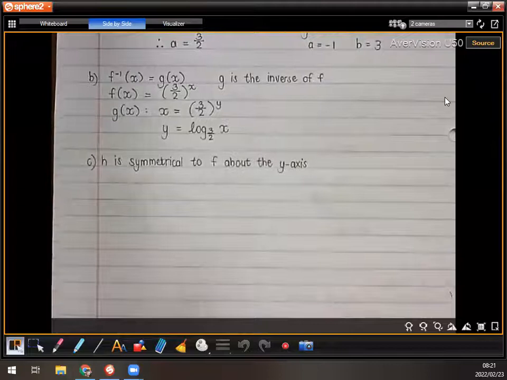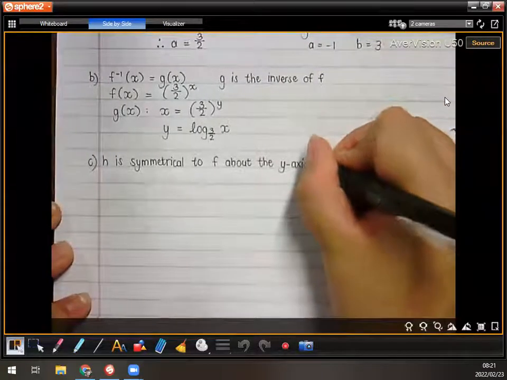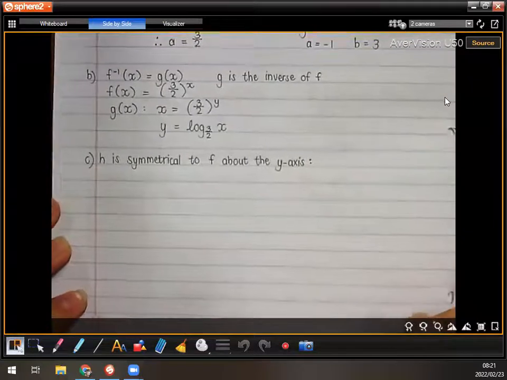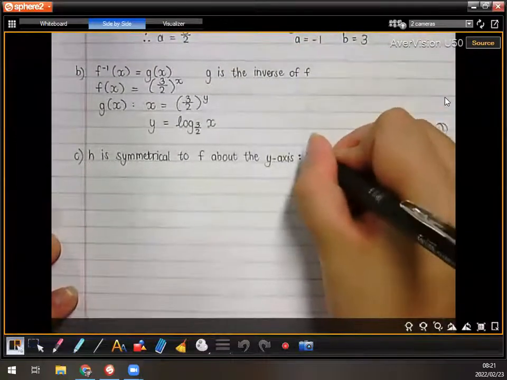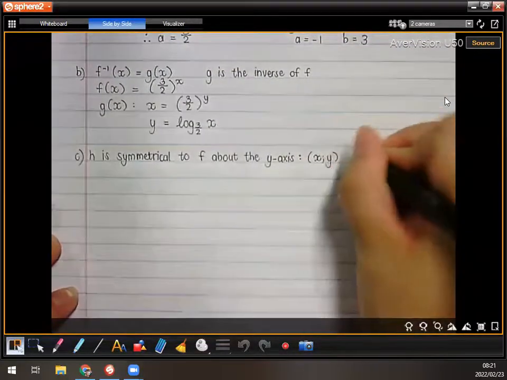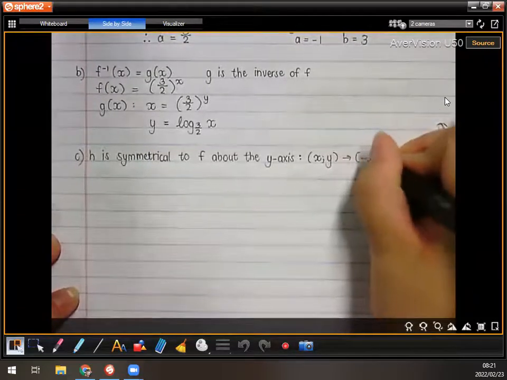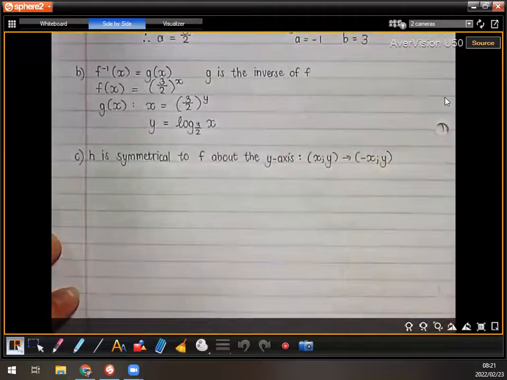Now, if something is symmetrical to another graph above the y-axis, does it make sense that it's been reflected in the y-axis? All right, so what happens when we do that? When you reflect something in the y-axis, the sign of x changes, right? It's always the other one that changes the sign. So x is going to become negative x.